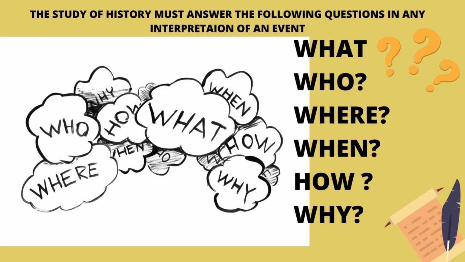To give a very good account of history, if you're writing it, you must answer the following questions: who, where, when, why, and how. If you're writing any account of history and these questions are not answered, it means that you're not doing a very good job. Who did it happen to? Where did it happen? When did it happen? How did it happen? And most importantly, why did it happen?